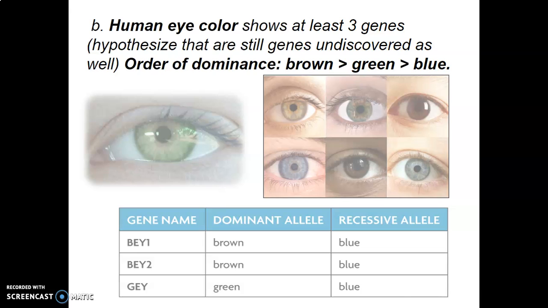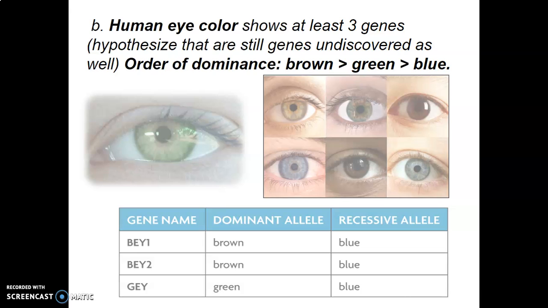Eye color is another one. It shows at least 3 genes, and there are some hypotheses that there are actually more, but it's just so rare that we see them that we can't really get a lot of research. But they switch on or off, and if certain ones are on, say brown, the order of dominance right here shows that brown is the dominant eye color. So if brown is available or coming into it, it's going to be seen. But then green is the next, and blue is the least dominant. So think about it.